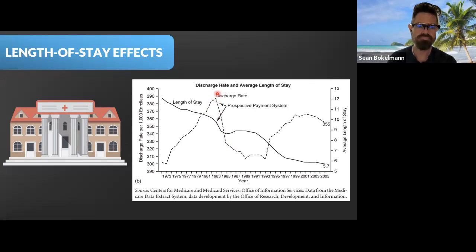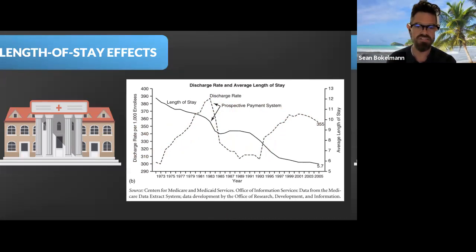Is that right? Discharge rate. Oh, yeah. Okay. Sorry. I'm a little bit backwards on my interpretation of this. So the discharge rate is telling us how many patients are discharged per 1,000 enrollees. So it had been increasing. And as soon as the PPS came into effect, it dropped dramatically. And then it started to uptick again in the early 90s. And I think we're going to talk about that in a second here. So let's just move forward.